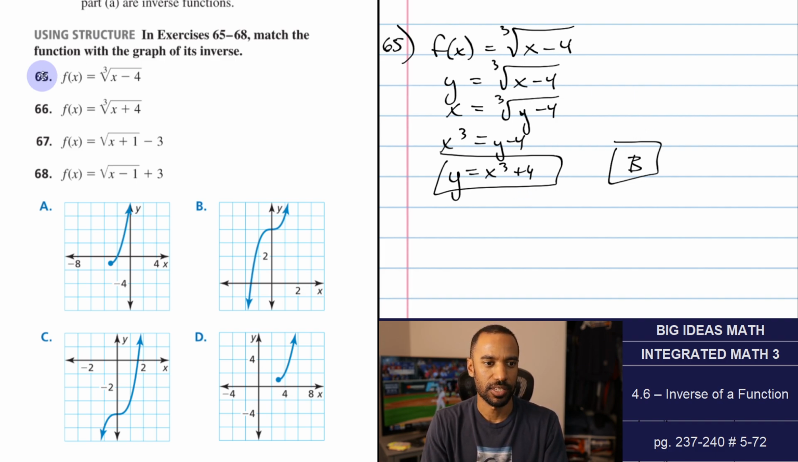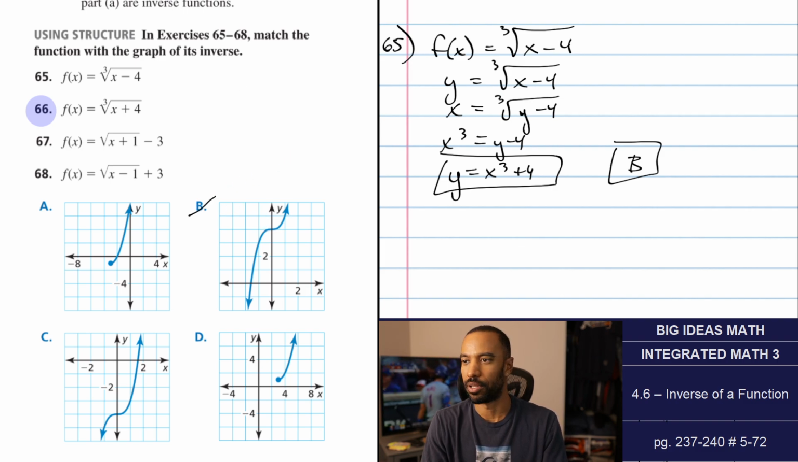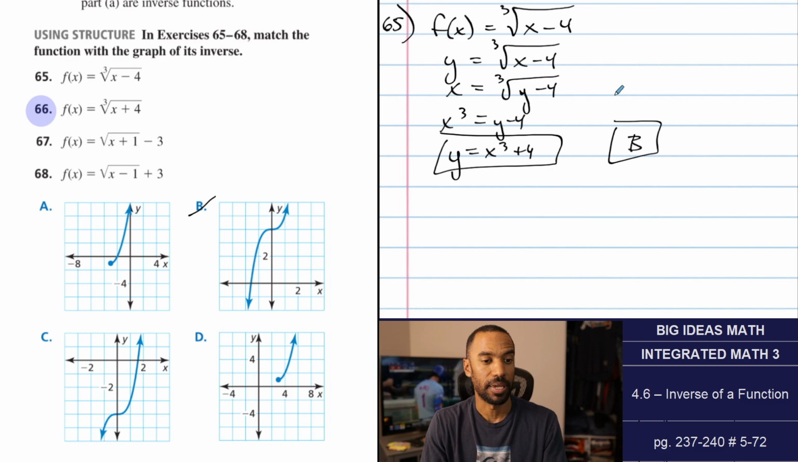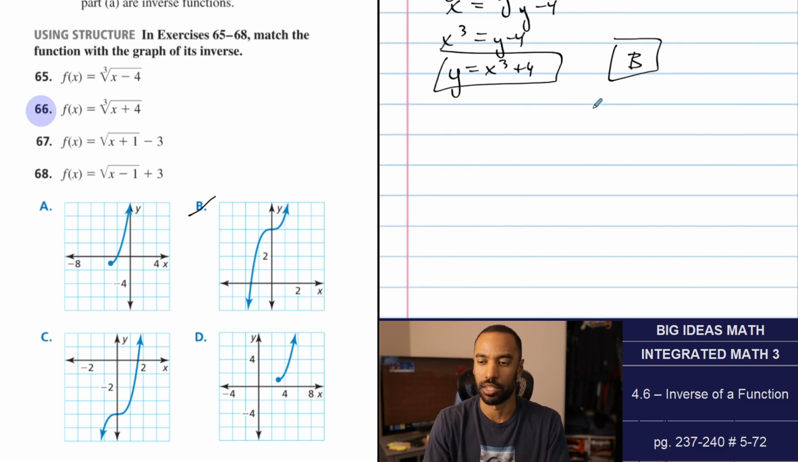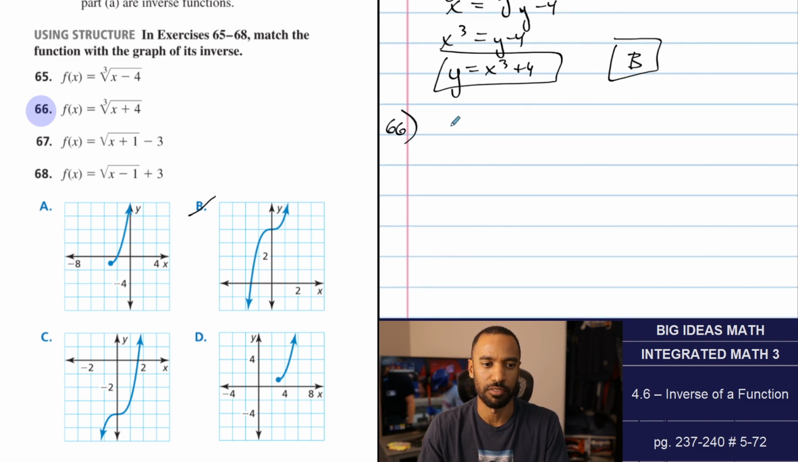Number 66, also it's down. It looks like the answer is going to have to be C because it's also a cube root function and therefore cubic, but let's practice by getting its inverse. F of x. Well, here's the thing.